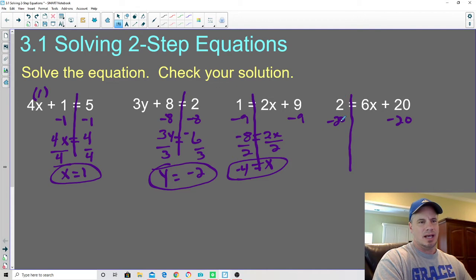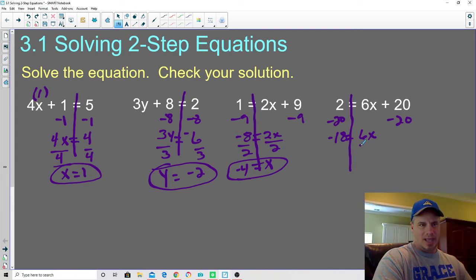Minus 20. Negative 20 and positive 2. Opposite sign, subtract. You get a negative 18. Bring down the 6x. That goes away. It's just 0. Okay, we rewrite the equation. Now we're going to divide by 6. Divide by 6. We get x equals negative 3.